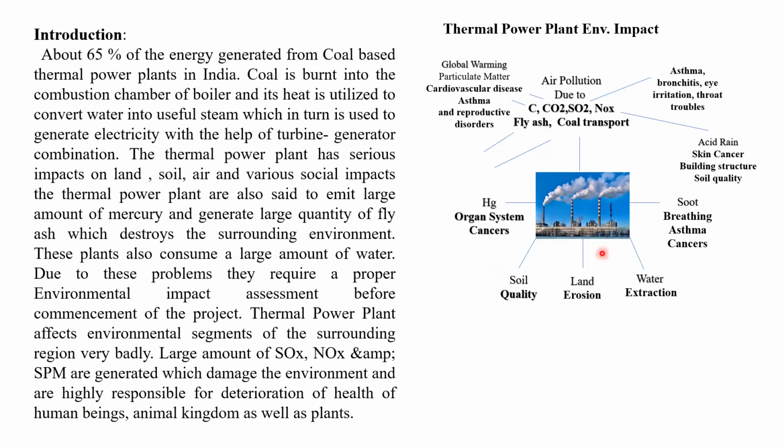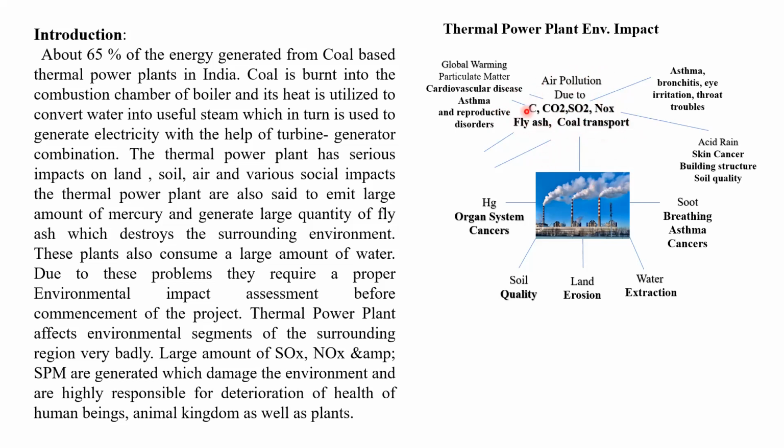I have tried to explain this with a simple flow chart, or line diagram, so that you can write in detail. The major problem shown here is air pollution, which is due to emission of carbon dioxide, sulfur dioxide, SOx components, NOx components, fly ash generated, and coal transport. So air pollution is a major concern in these thermal power plants.